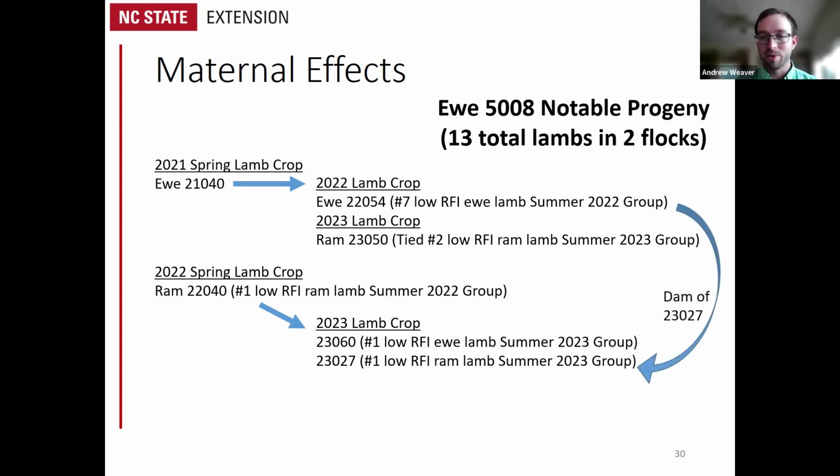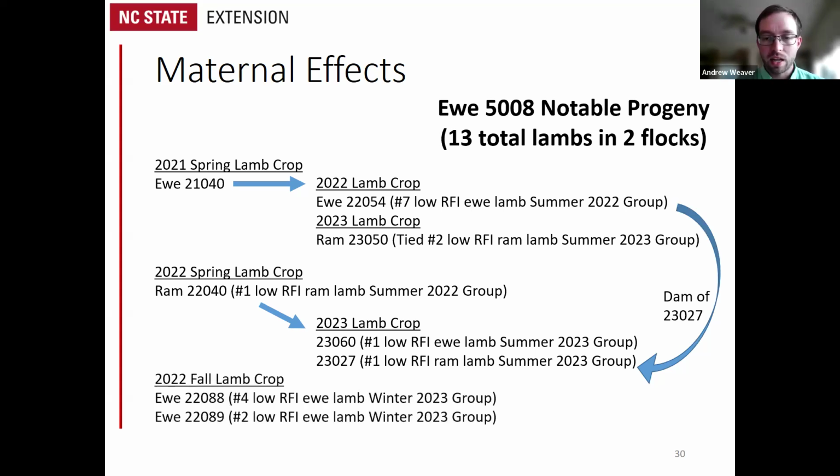We actually did a little bit of line breeding here. So we took that 22054 ewe, that would be a granddaughter of 5008, who was in the low RFI category, and we bred her back to 22040. So we bred her to a direct son of 5008. So now you have 5008 on both sides of the pedigree. And that 23027 ram lamb that was generated in 2023 that ranked the number 1 low RFI ram lamb happened to be both the son and the daughter of low RFI ranking individuals.